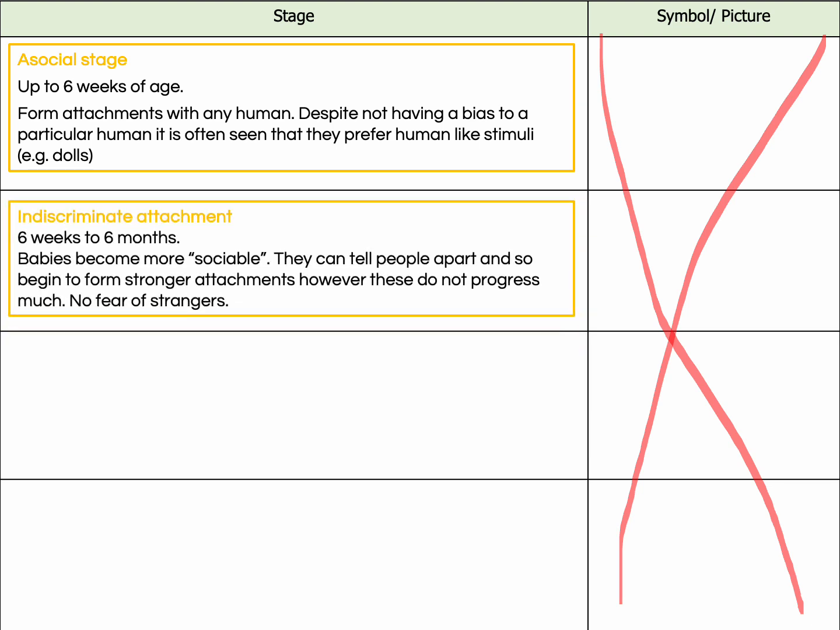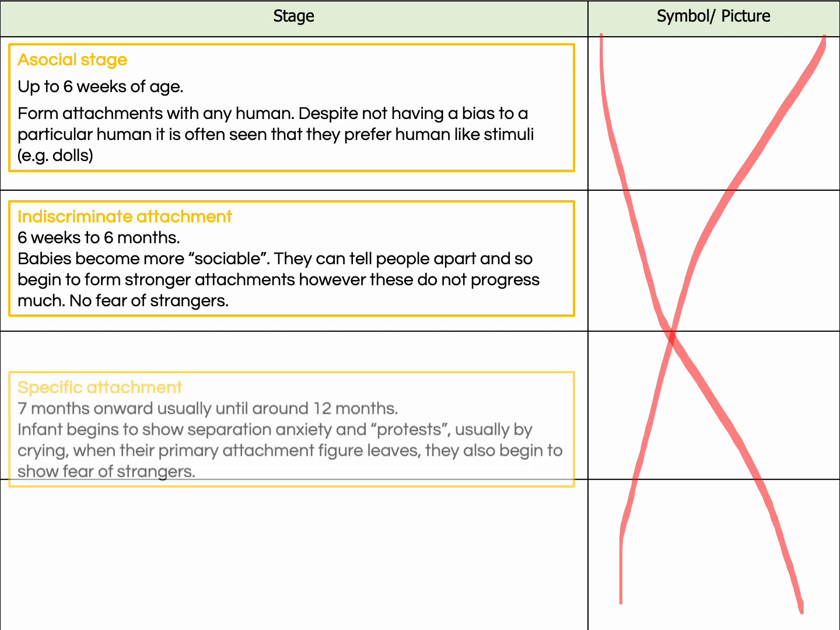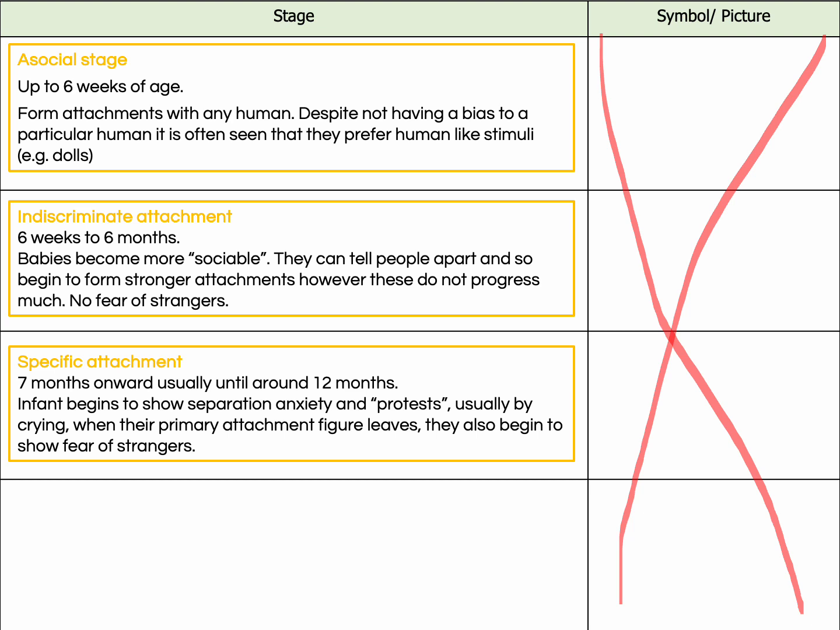Then the indiscriminate attachment stage is 6 weeks to 6 months, where the babies become more sociable. But in that respect, we just mean they're able to tell people apart and they begin to form stronger attachments, but they don't progress too much and they don't have any fear of strangers. It's not until the specific or discriminate attachment stage at 7 months plus, up until around 1 year, where the infant will start to show separation anxiety and protest by crying when their primary attachment figure leaves a room, and they will start to show fear of strangers, which was explored in Schaffer and Emerson's study. One of their key findings.